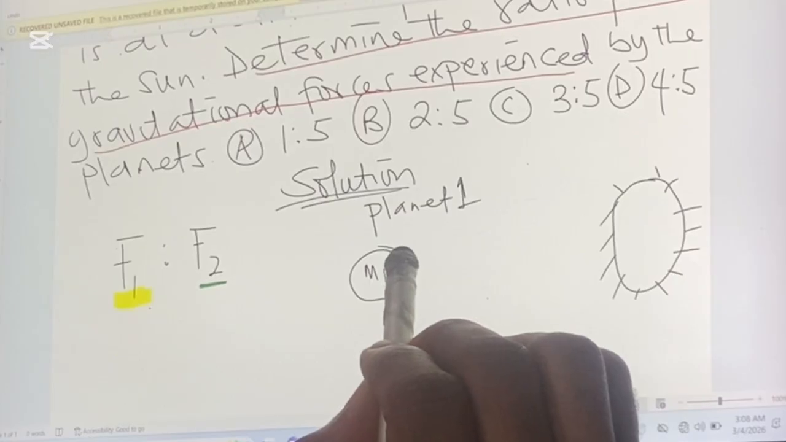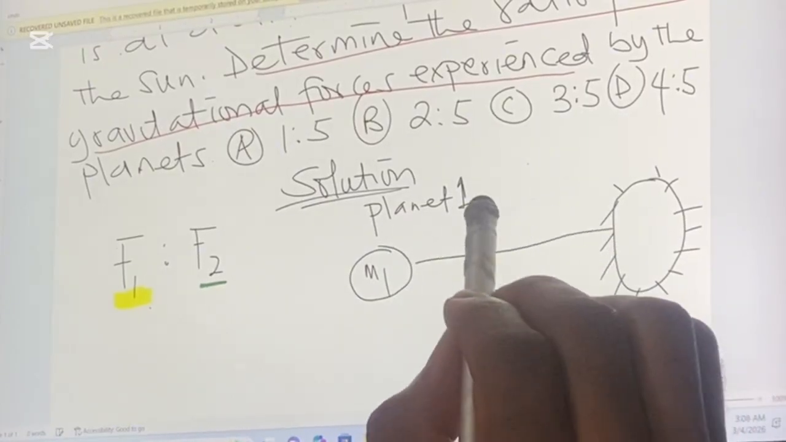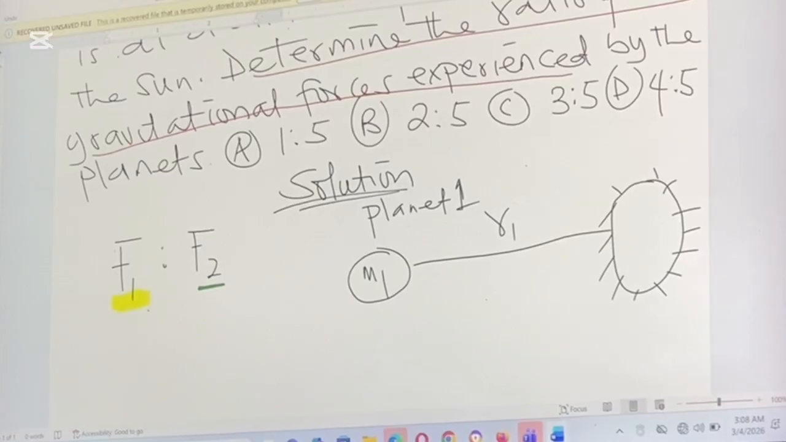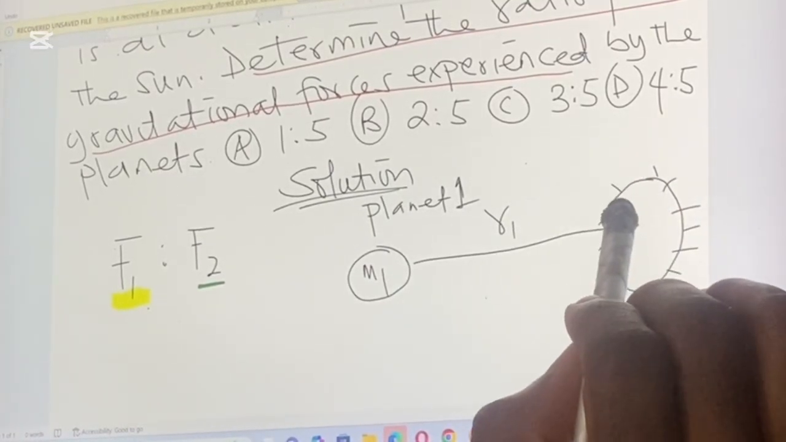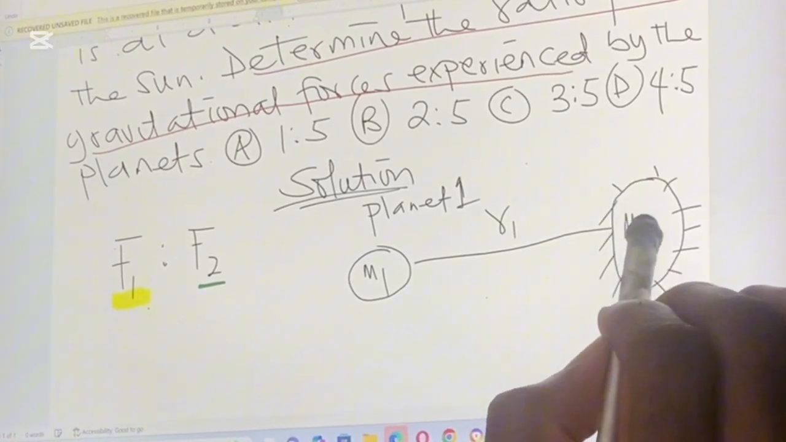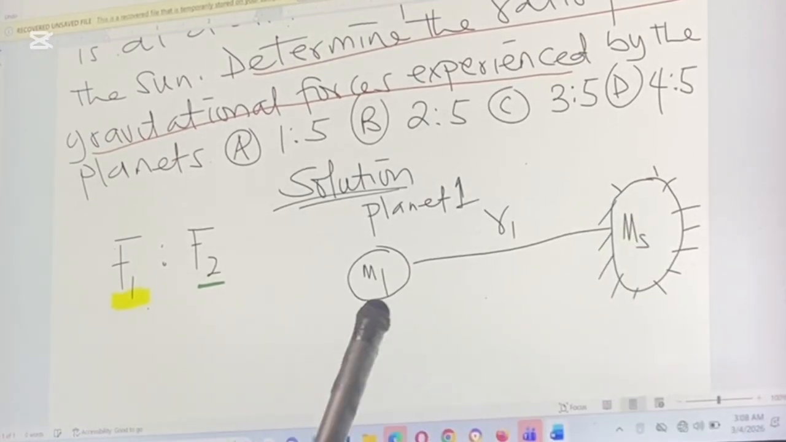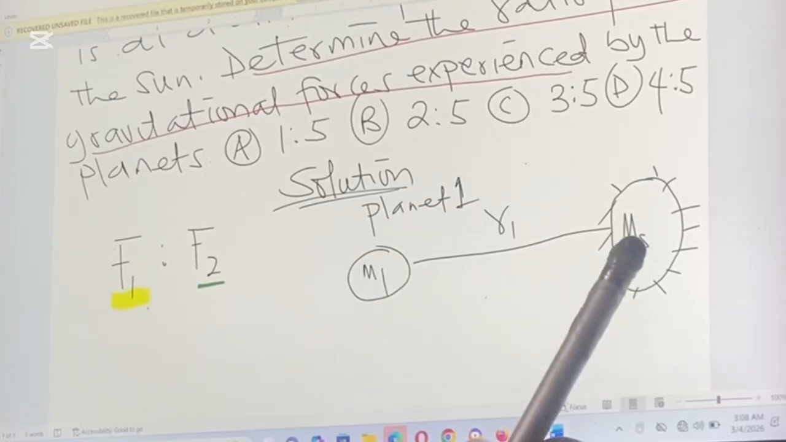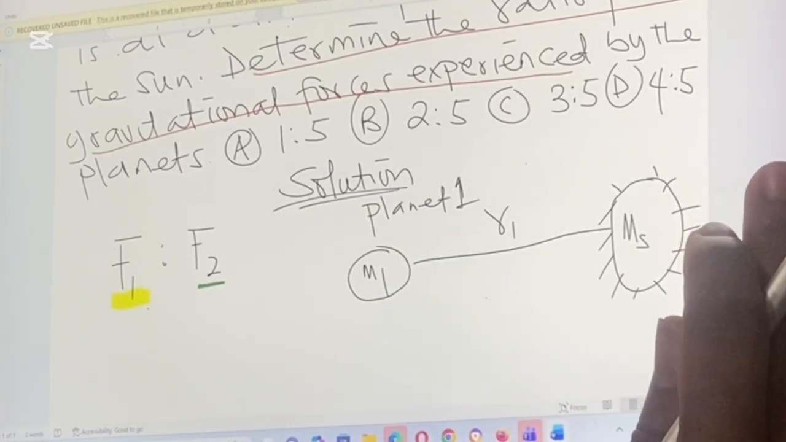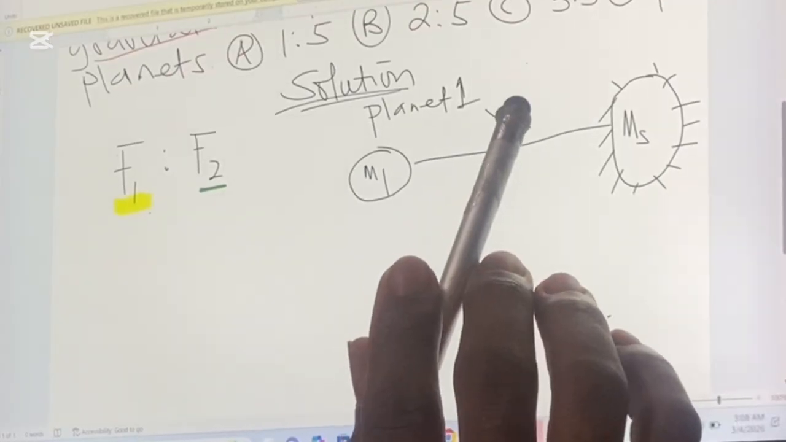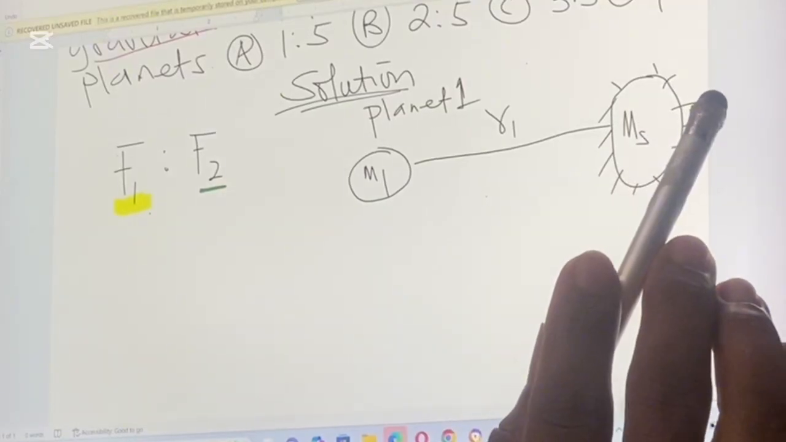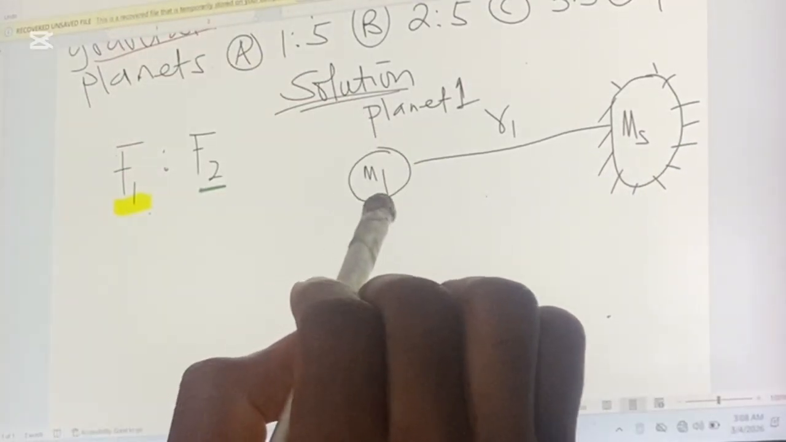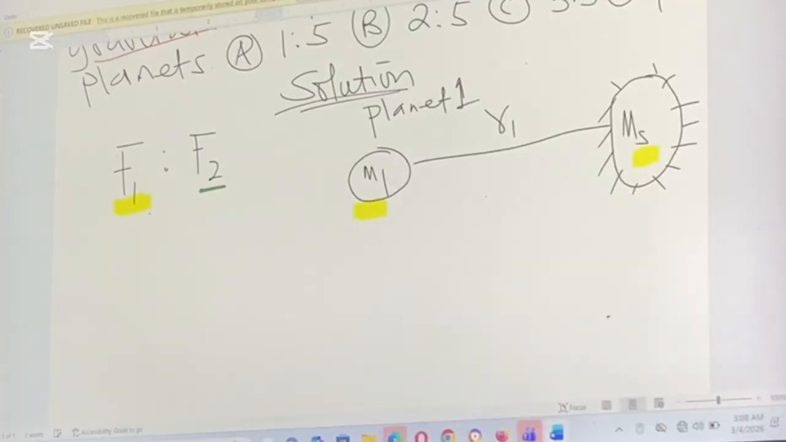From the sun, from this distance to this sun here, it says r1. That means this is the mass. The mass here will be the mass of the sun. So to calculate the force between this guy and this guy here, I will use Newton's law of universal gravitation. To calculate force between two masses, M1 and this, we use Newton's law of universal gravitation.